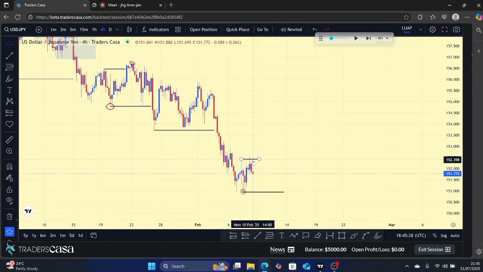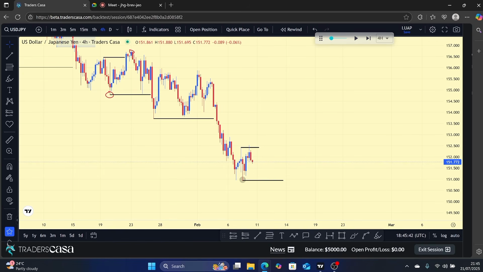If you clearly remember, of which I want to believe that you know, once the inducement is swept, that's a valid entry module, and price may or may not achieve towards the external liquidity. Right here we can clearly see that price wicked above and made a possible strong movement to the downside. You can see price wicked and it gave us this momentum candle in our favor, saying that price is actually heading towards the external liquidity.